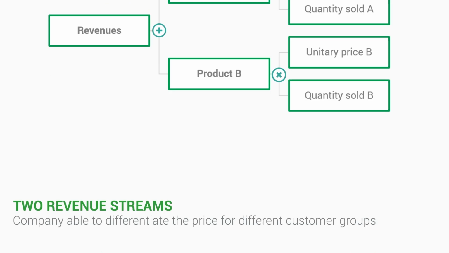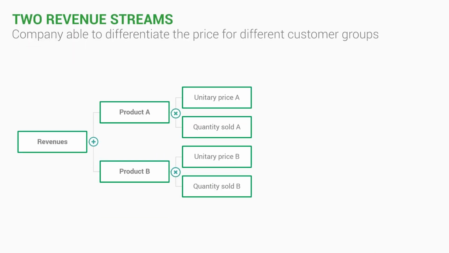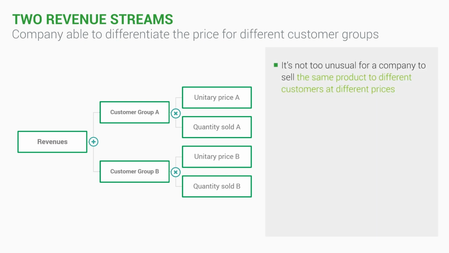Another way for a company to have two or more revenue streams is for it to vary the price of a single product for different customer groups. This is called price discrimination. In fact, it is very common for the companies to sell the same product at different prices to different customers.